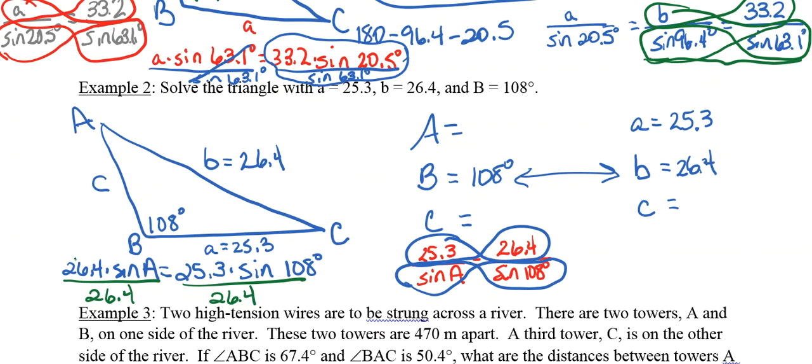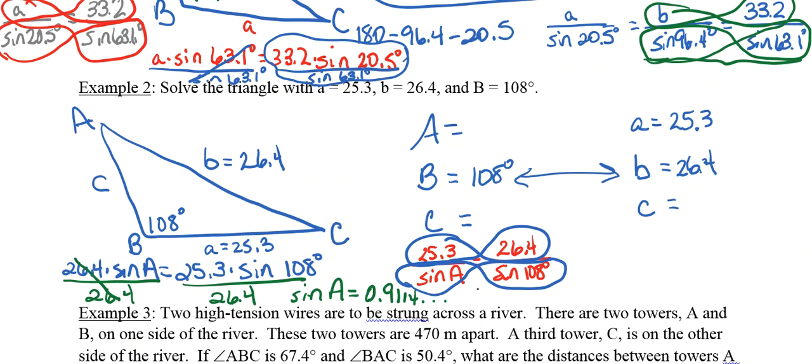Okay, now I'm going to do the division and the multiplication. 25.3 times sine of 108. Get outside the parenthesis, divide by 26.4. So what happens here is I have sine of A is 0.9114 blah blah blah. So this isn't my answer. My angle A is not 0.9114. I have to find the inverse of sine in order to find the angle. So on your calculator, do the inverse sine of 0.9114.